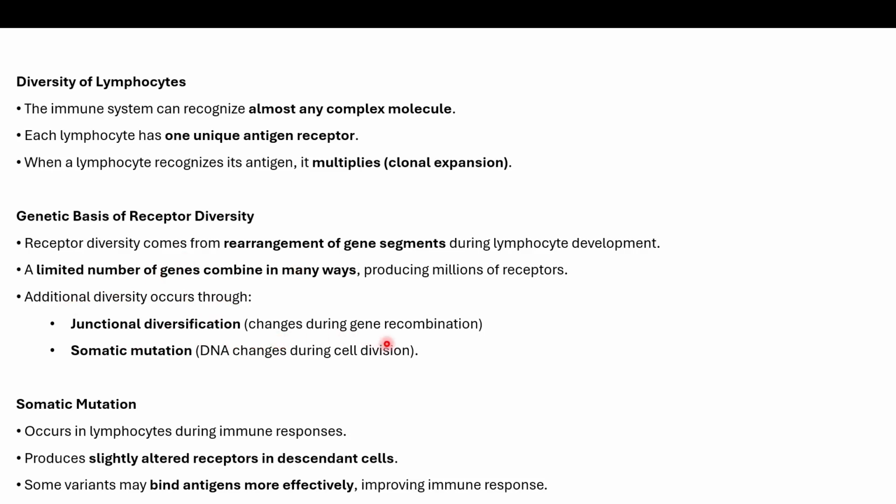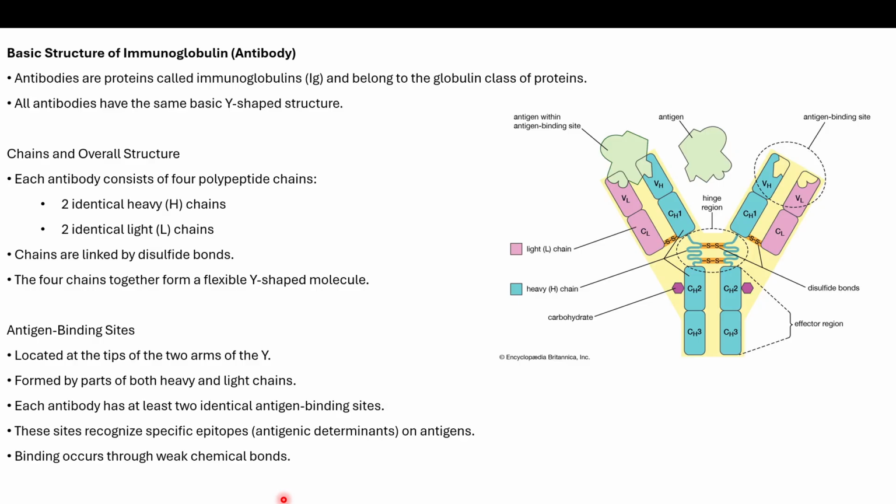There are changes during gene recombination, or there can be somatic mutation, where the DNA sequence itself can change during cell division. Somatic mutation occurs in lymphocytes during immune responses. These somatic mutations produce slightly changed receptors in descendant cells, and some variants can bind antigens more effectively, thereby improving the immune response.